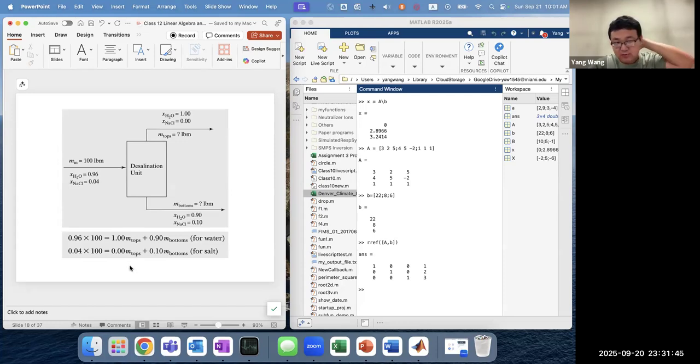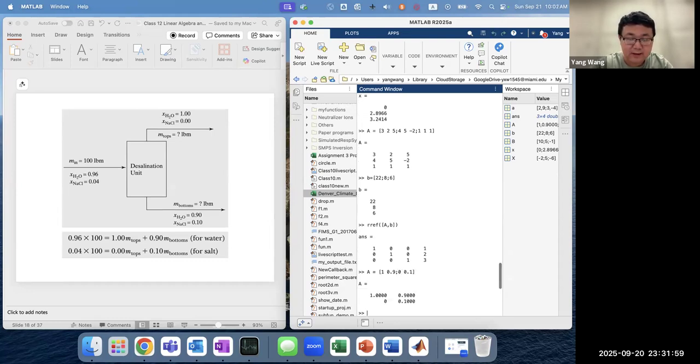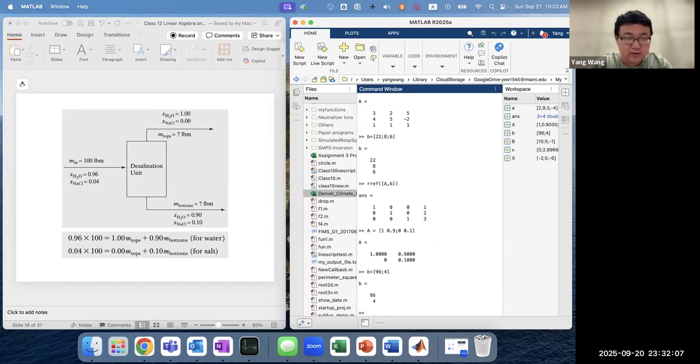So you simplify this problem into a matrix calculation. So the matrix is going to be, let's say A being 1, 0.9, and then the second row being 0 and 0.1. Okay, and your B is 96 and 4. Okay, so then you can just directly solve for what is x, right?